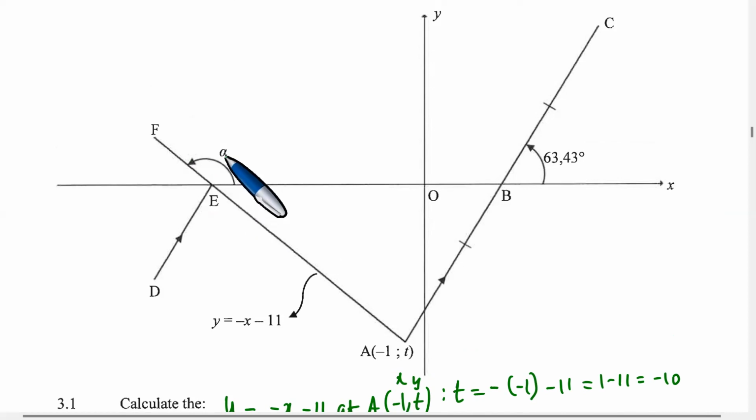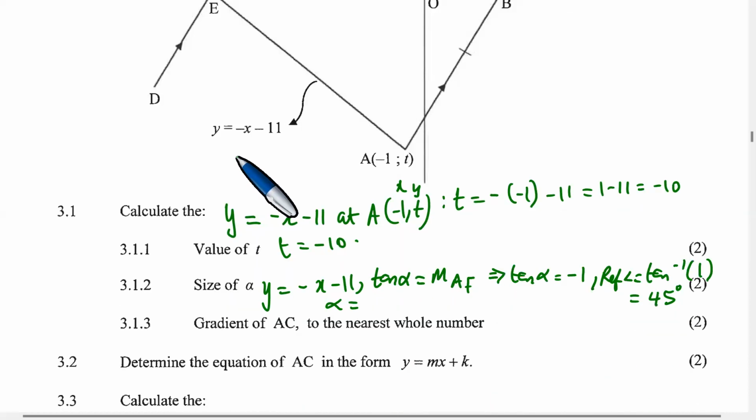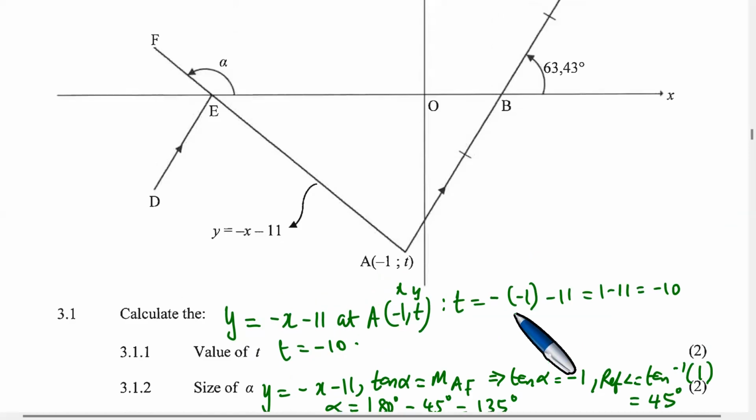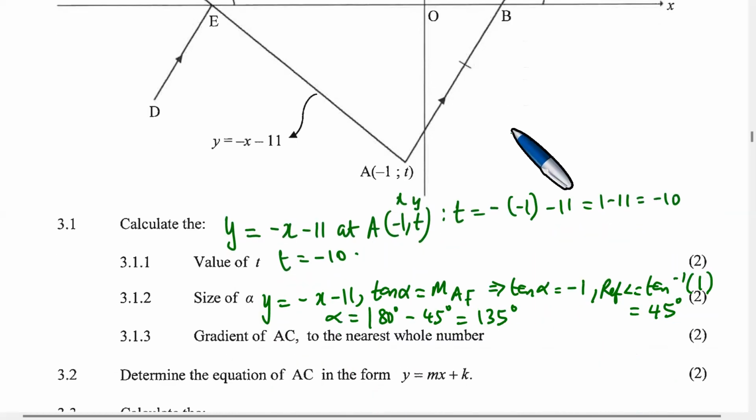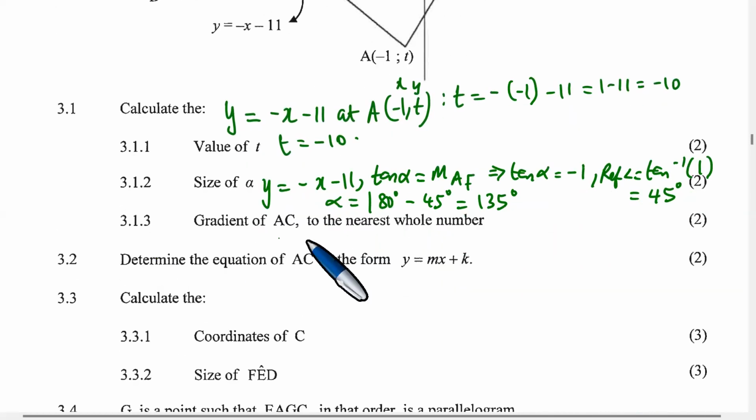You then need to say alpha is 180 degrees minus 45 degrees. What is 180 minus 45 degrees? It is 135 degrees. So alpha here is equal to 135 degrees, and this one is 63.43 degrees. Next question: the gradient of AC to the nearest whole number.